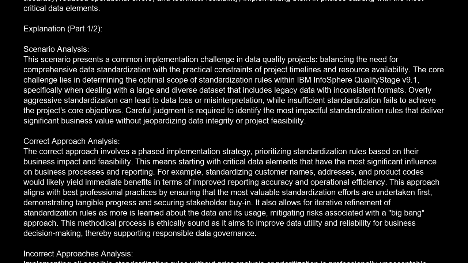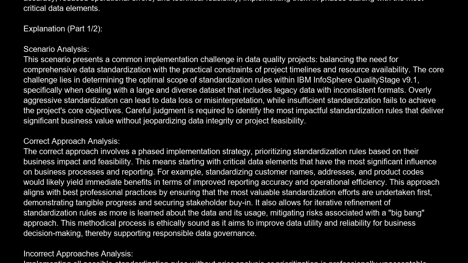Correct approach analysis. The correct approach involves a phased implementation strategy, prioritizing standardization rules based on their business impact and feasibility. This means starting with critical data elements that have the most significant influence on business processes and reporting. For example, standardizing customer names, addresses, and product codes would likely yield immediate benefits in terms of improved reporting accuracy and operational efficiency. This approach aligns with best professional practices by ensuring that the most valuable standardization efforts are undertaken first, demonstrating tangible progress and securing stakeholder buy-in.